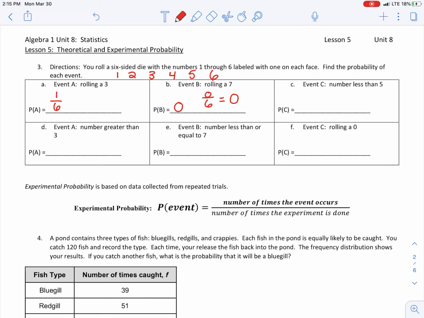Then for event C, it's saying a number less than 5. So we're talking about 4, 3, 2, and 1. So there are 4 numbers that are less than 5 out of 6 total numbers. So we have a fraction of 4/6, or the probability of 4/6, but we want to go ahead and reduce that to 2/3.